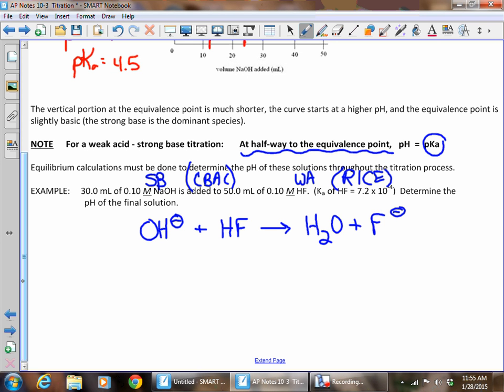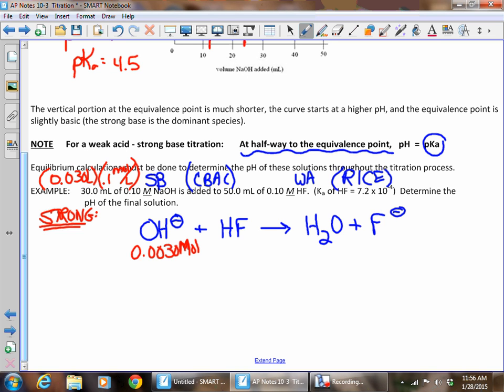We've got 0.030 liters, and we've got 0.1 moles per liter. So our initial amount of hydroxide ion is going to be 0.003 moles. Excuse me, I said concentration, I mean moles. You've got to be in moles for CBAC for the strong part. So we're always going to start the strong first, the weak second. So we've got 0.0030 moles of hydroxide.